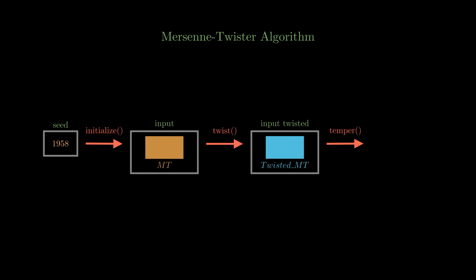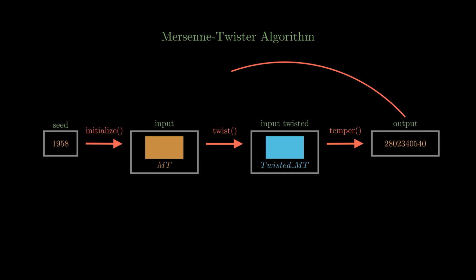The temper operation is applied to only one number at a time. If we requested only one number, then the temper operation would be applied only to the first number in our grid of 624. Notice, however, that the output does not directly feed back into the input, as was the case with the middle square algorithm. Instead, the interdependency in the sequence of output numbers comes primarily from the twist operation, which, every time it is called, transforms one grid of 624 into another grid of 624.